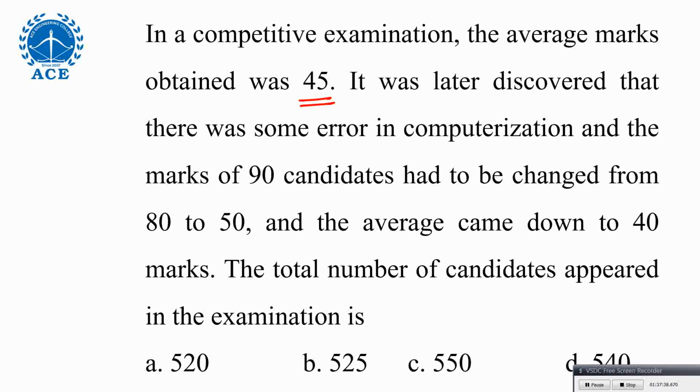Now, overall average 45 to 40. 5 into something should match with this 2700. 2700 down for 90 candidates should be matched with that. 5 into how much should give 2700? 5 into 540. That's it, complete. Solving this question with formulas is a waste. Only the 90 candidates are the problem, and that is affecting the overall average.